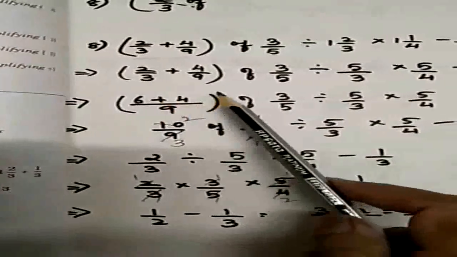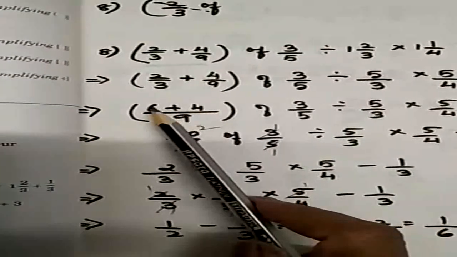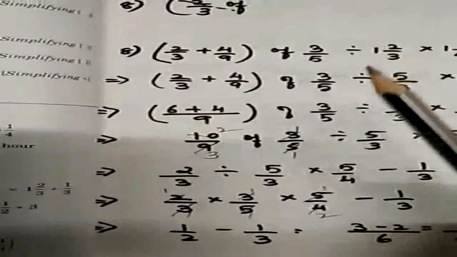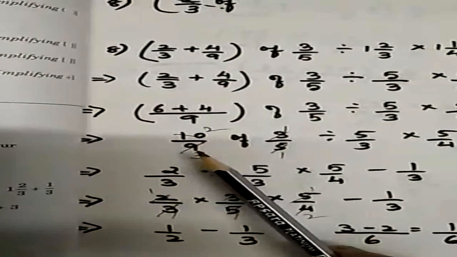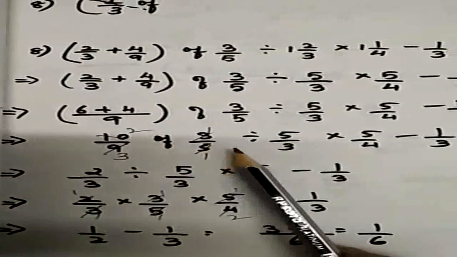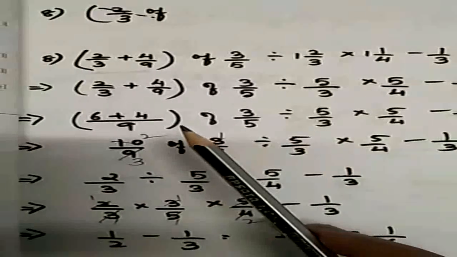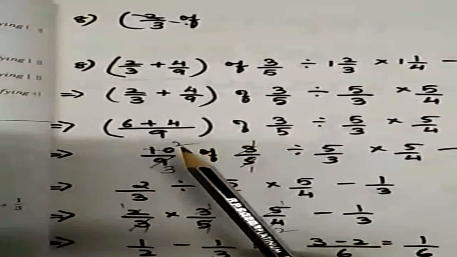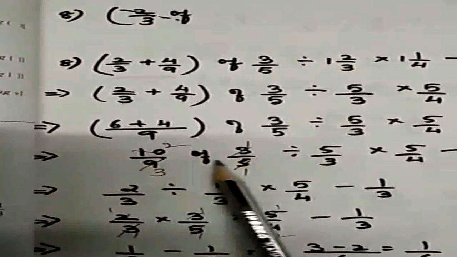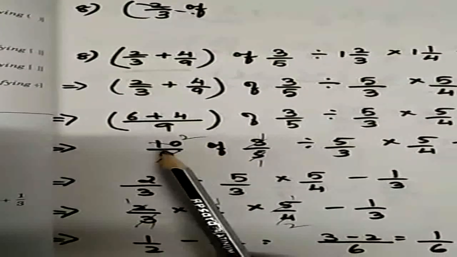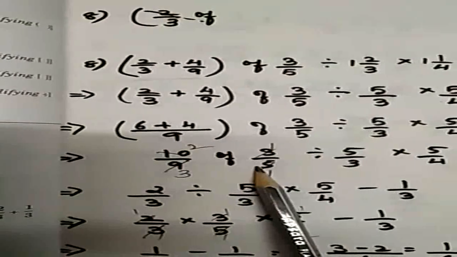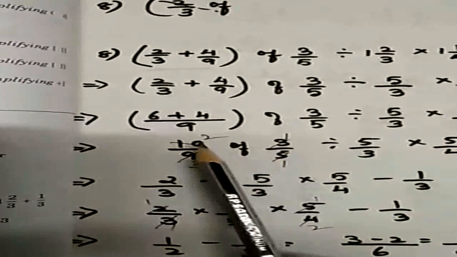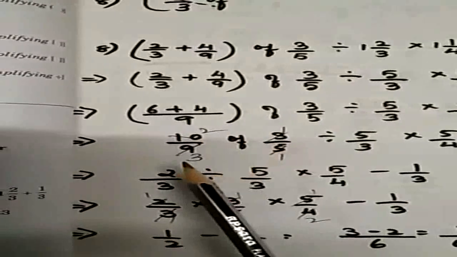Continue until you get the answer of the bracket. 6 plus 4 is 10 by 9. Once you get the answer, the bracket gets removed. So 10 by 9 of 3 by 5 divided by 5, take everything down. After the bracket, what is the next step in the BODMAS method? Of. Of means into. Now any numerator and denominator that can be cancelled, you cancel. Yes, this and this get cancelled, this and this get cancelled. Then write the answer in the next step.